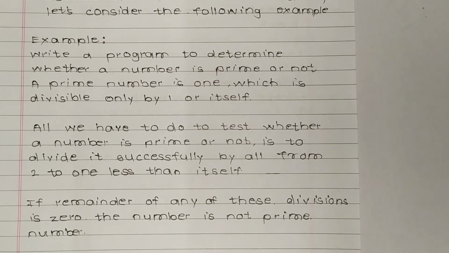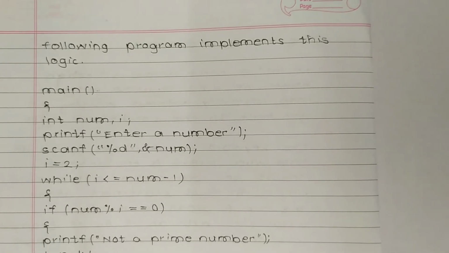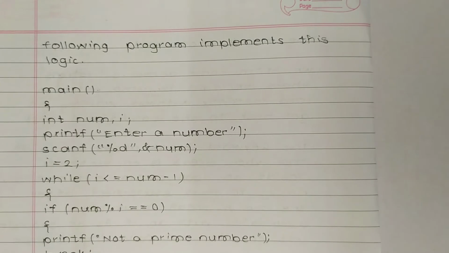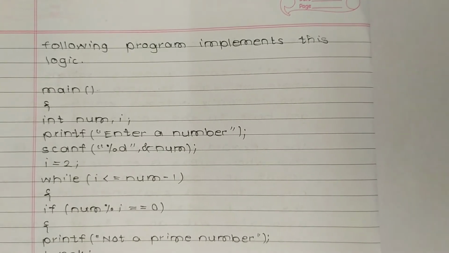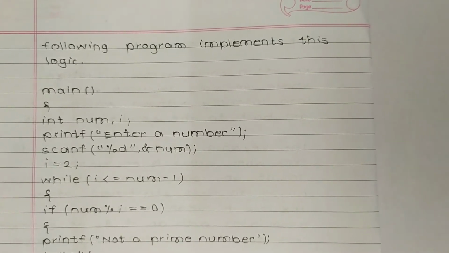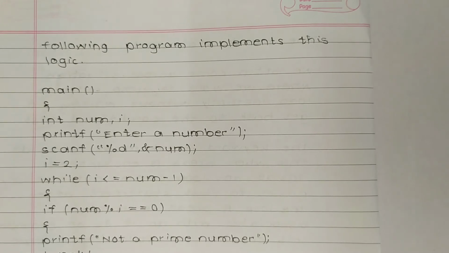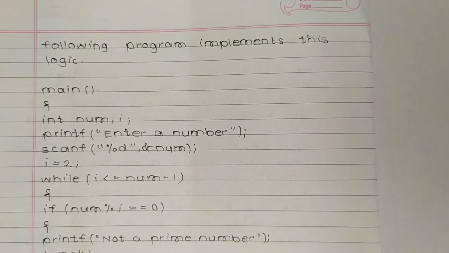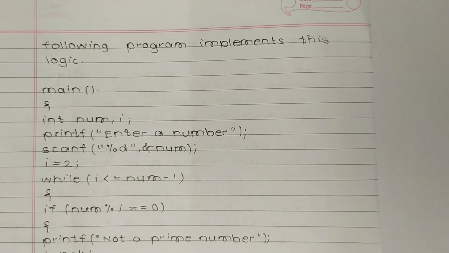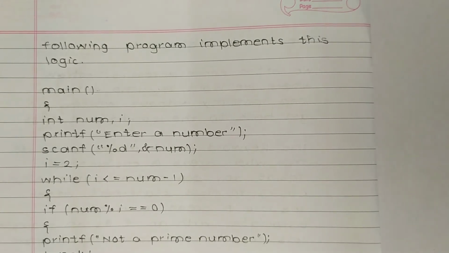So the following program implements this logic. main, int num, i. So num and i are integers. printf enter a number, so we are telling the user to enter a number. scanf %d, &num, that means we are telling the compiler to scan num. Now i is equal to 2.